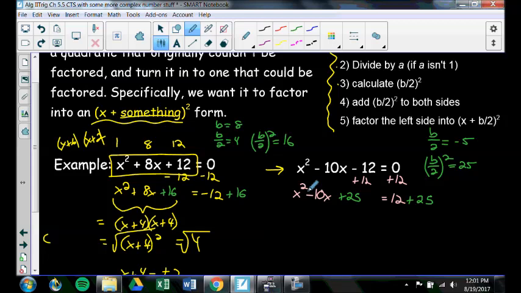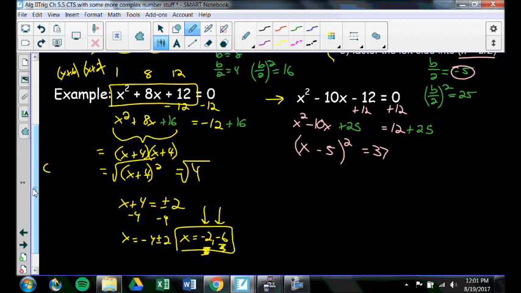It'll always factor in this really handy way. Whatever b over 2 was, that number always goes there. So this is going to be x minus 5 squared equals 37. That b over 2 number is worth hanging on to because the left side factors into x plus b over 2 squared. In this case, b over 2 is a negative number, so it's x minus 5 squared.